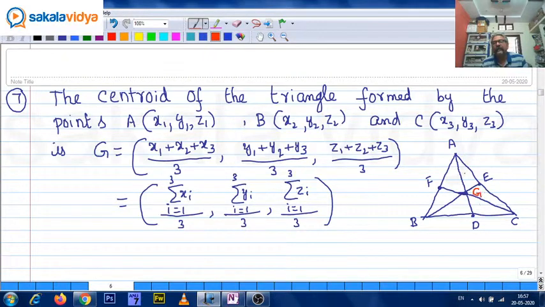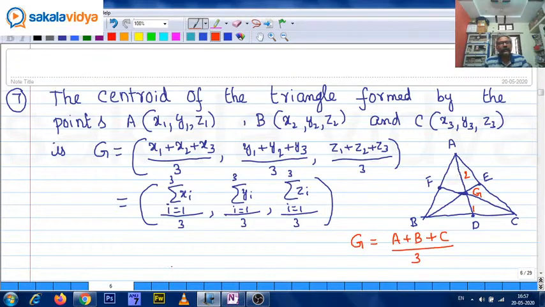G divides AD in the ratio 2:1. Here also the same 2:1 ratio. So now this can be remembered like this. G is equal to, in vector form, for example, the position vector of A is A, of B is B, of C is C, then the position vector of G is given by (A plus B plus C) by 3.